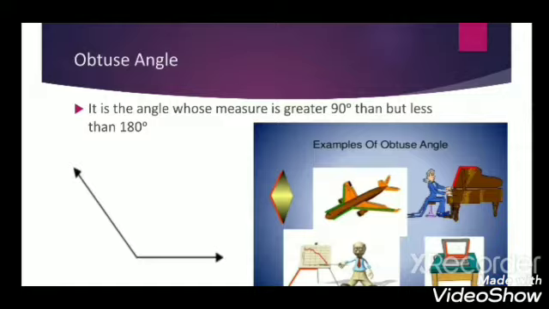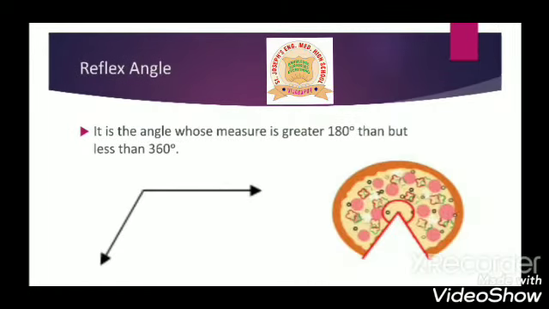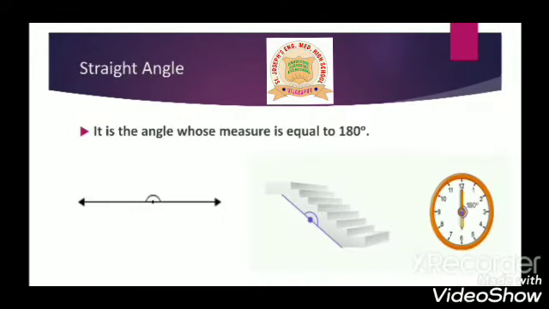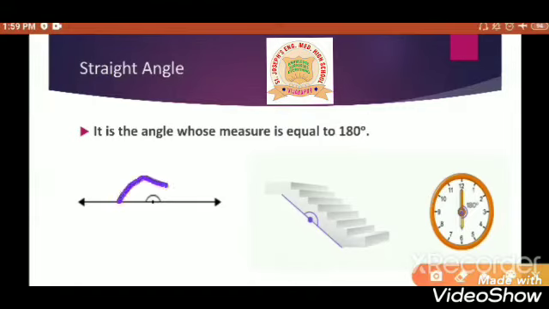Next comes the straight angle. What is a straight angle? It is the angle whose measure is equal to 180 degrees, then you call it a straight angle. If you see this angle, it is equal to 180 degrees, therefore it is called a straight angle. A straight line always has 180 degrees itself.